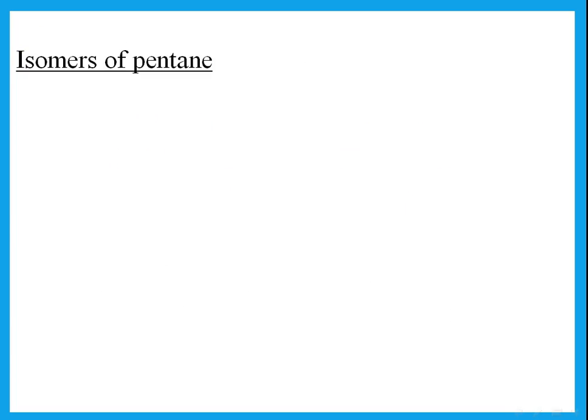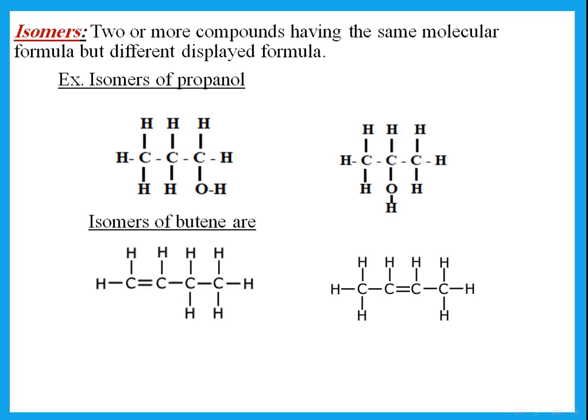Okay, again, let's draw isomers of pentane. So remember, when we were drawing isomers of propanol, we said propanol has to have an OH, so it's either the OH is on one end or in the middle. Now, isomers of butene, we said butene must have a double bond, so the isomers are either double bond on one end or the double bond in the middle.